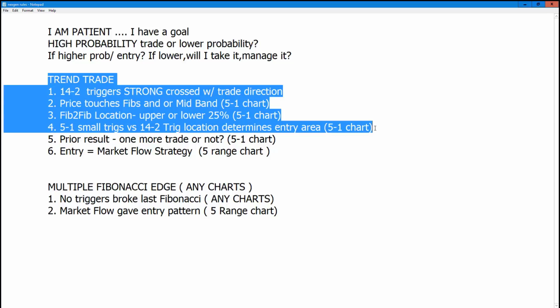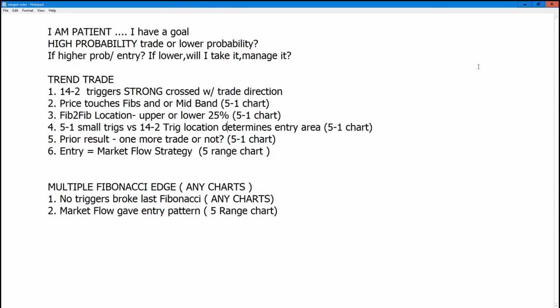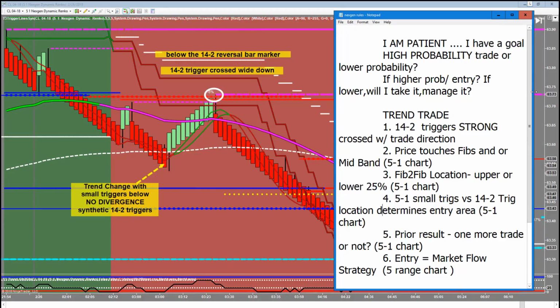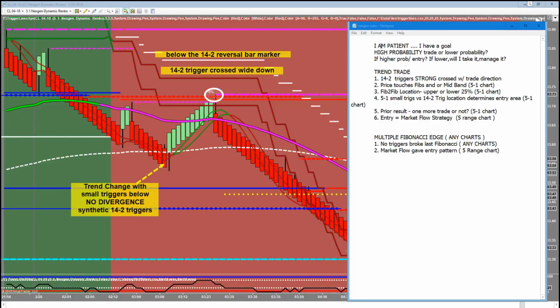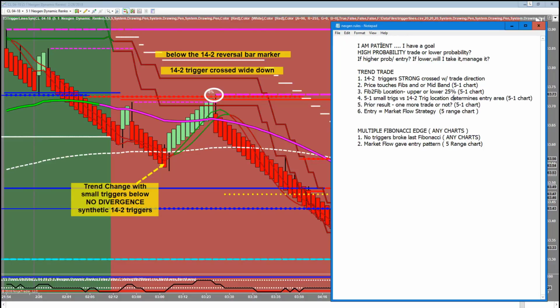And again, this is the type of thing, I put these in your folder on your desktop in your Nexgen folder so you can copy paste these on the chart. It's always nice to copy paste the rules on your chart. So let me make this a little smaller. So let's go through the rules.